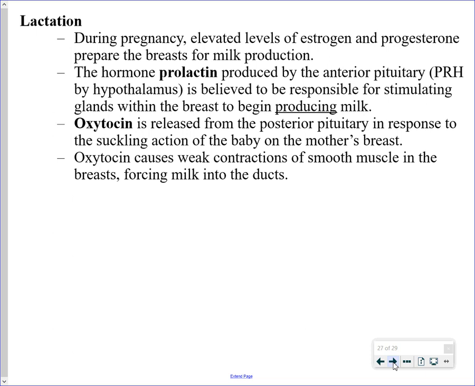Finally, the last of the hormones is for the production of milk. So lactation is necessary for mammals because once that baby comes out, it needs nutrients, rich and concentrated nutrients, fairly quickly, and that is what is provided in the breast milk. So this hormone here, prolactin, is for the production of milk.